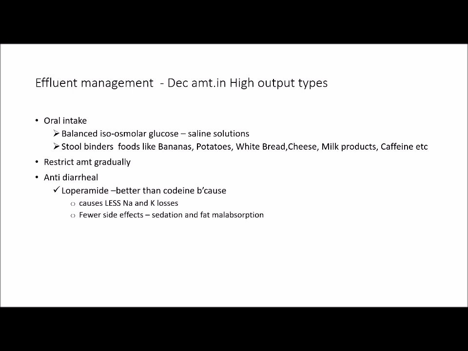And you can use antidiarrheal agents, either codeine or loperamide, in addition to the antiperistaltic agents, right? Loperamide is probably better than codeine. Why? Two reasons. One, loperamide causes less sodium and potassium loss. And number two, it leads to fewer side effects such as sedation and fat malabsorption. These are side effects which are there with codeine, but basically not there with loperamide, right?